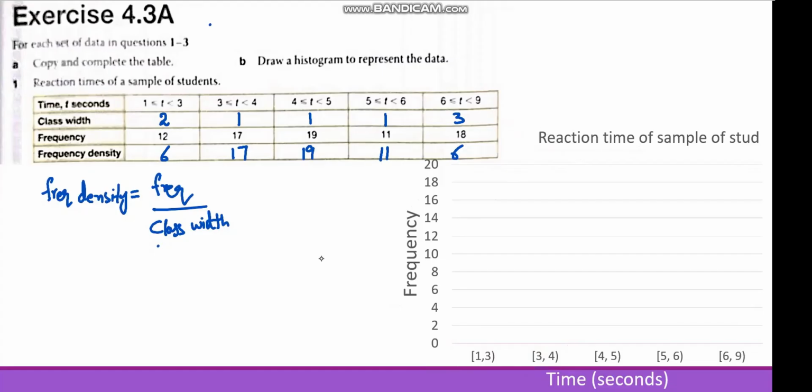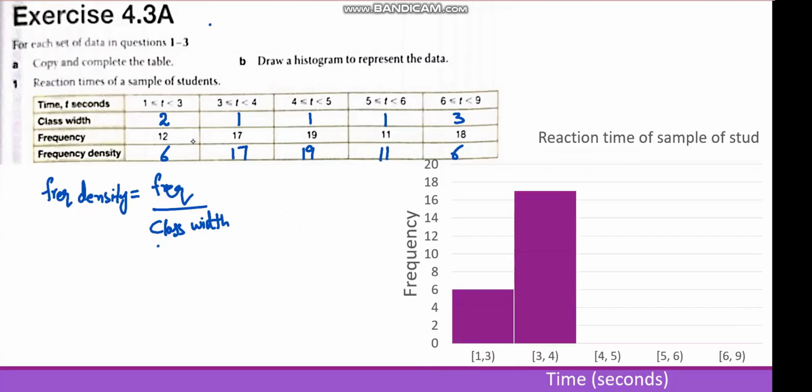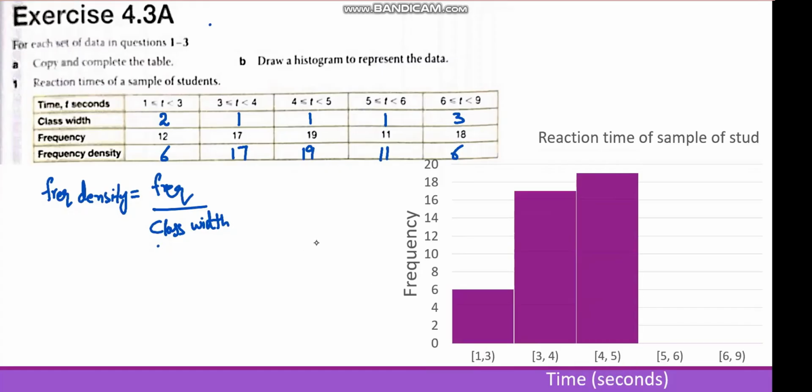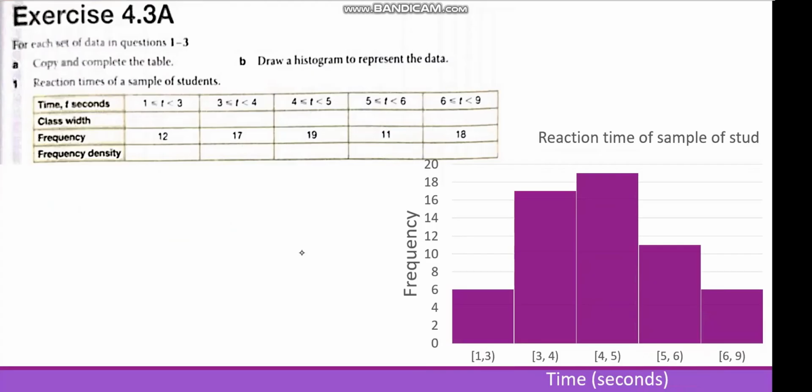So now, as we already discussed, for the height of the bar we will consider the frequency density instead of frequency, because in this data the class width is not constant. So look, the height of the first bar should be 6 because the frequency density is 6, then 17, then 19, then 11, and then 6. Now let's proceed to the next question.